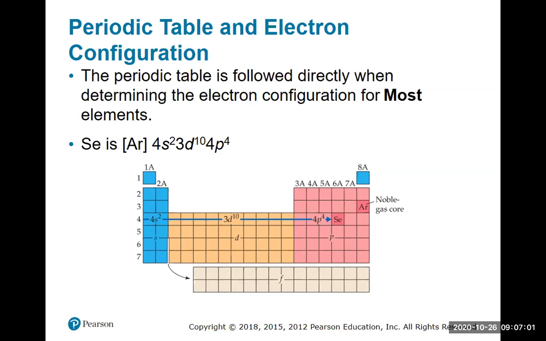Then we fill the d electrons, the 3d electrons, and that's full. So there's 10 of those. And then finally, we get to the p electrons over in the pink area there. And so then we would have 4 electrons in the p orbitals. So that's selenium with the argon in parentheses and 4s2, 3d10, 4p4. That's what we're talking about when we're talking about electron configurations. And in this case, we're representing those core electrons with the argon in parentheses.